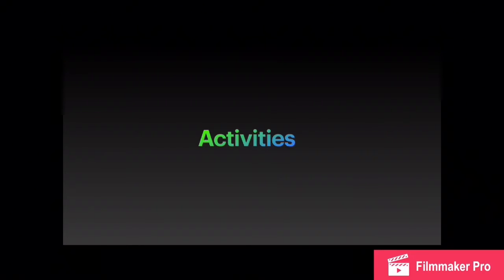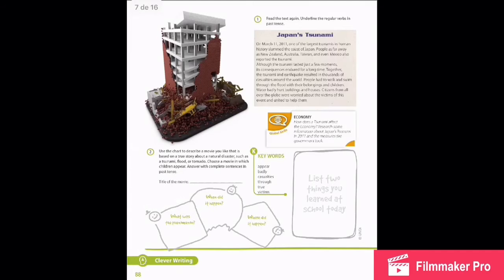These are the activities of this day. The first activity is to open your Uno ebook on page 88. In the first exercise, you will read it and underline the regular verbs in past. In the second activity, you will complete the chart with information about the movie based on a true story about a natural disaster, like tsunami or flood or tornado.